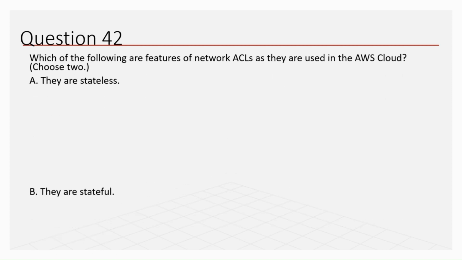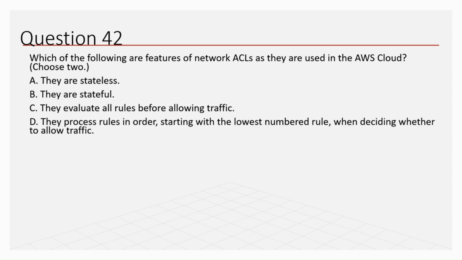Question number 42, which says, which of the following are features of network ACLs as they are used in the AWS cloud? Choose two options, and your options are: they are stateless, they are stateful, they evaluate all rules before allowing traffic, they process rules in order, starting with the lowest number rule when deciding whether to allow traffic, they operate at the instance level. And the correct options are A and D.